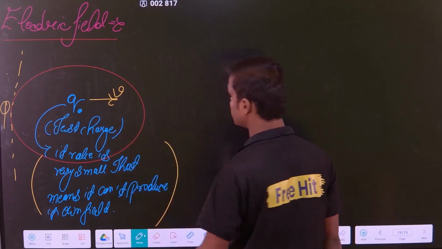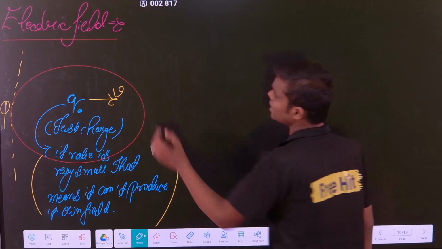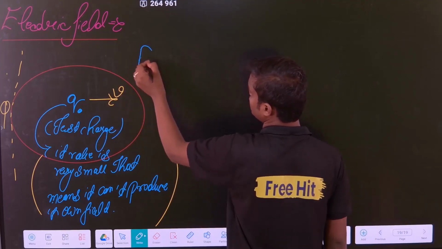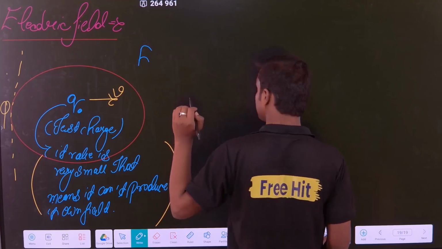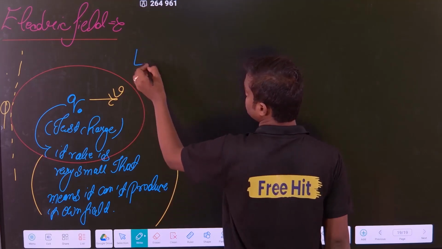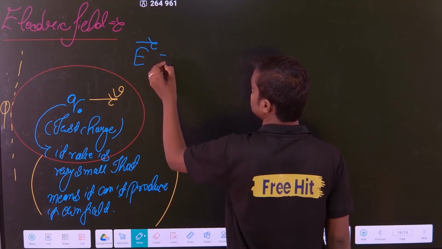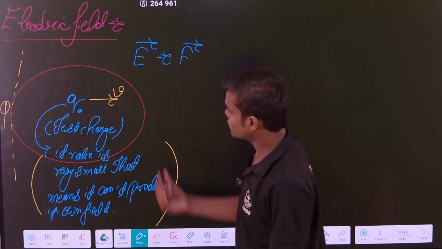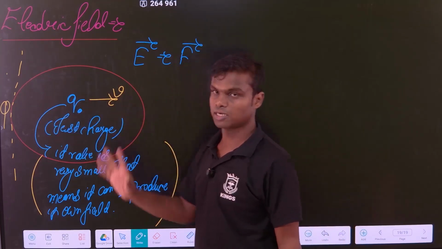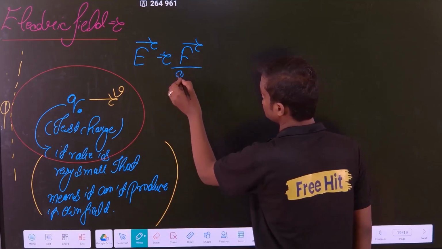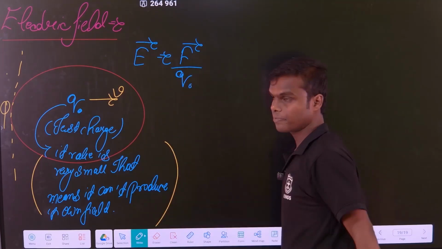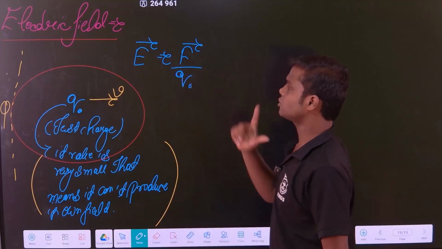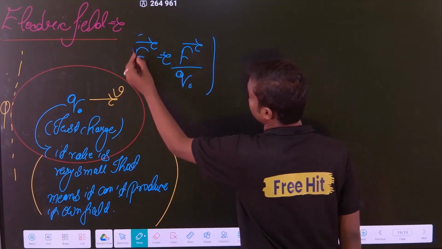From a mathematical point of view, they have defined the electric field E vector as the force acting on the charged particle divided by its charge Q naught. Clear? That means the force between these two charged particles divided by the test charge Q naught. That is defined as the electric field.